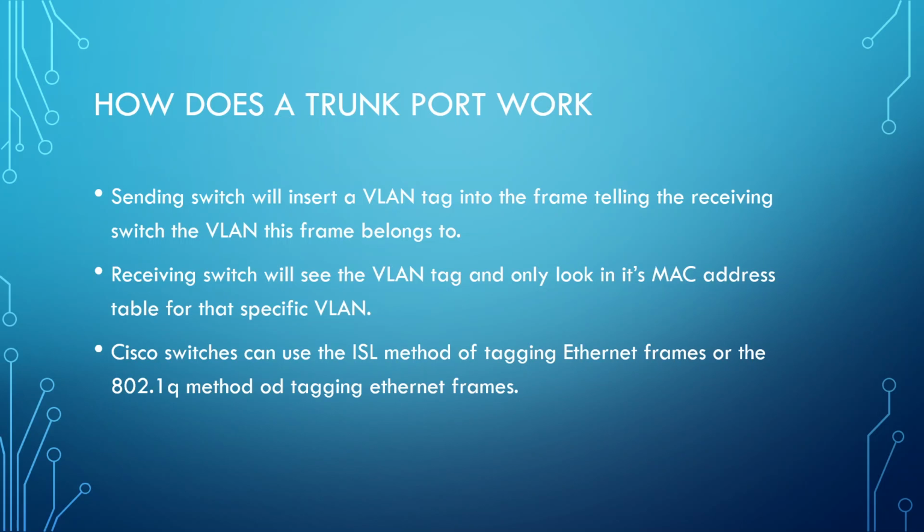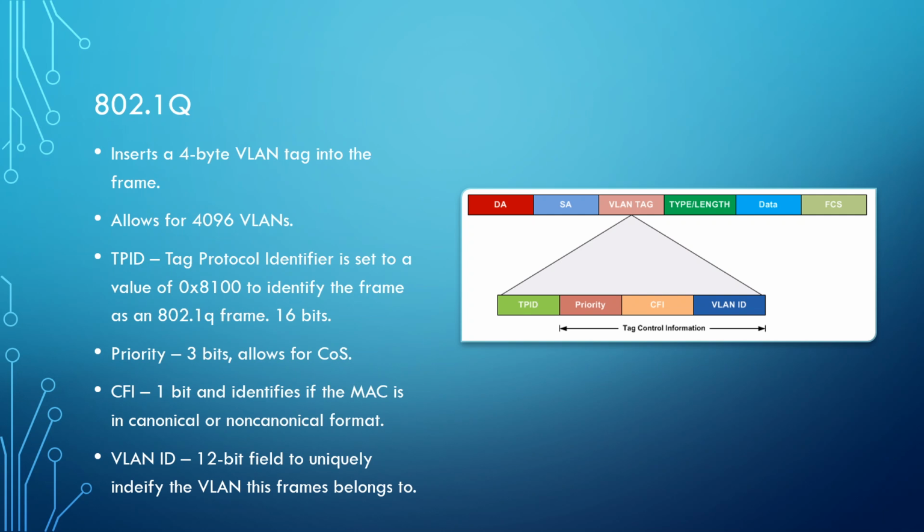Switches can use two different protocols for tagging Ethernet frames: ISL, which is a Cisco proprietary protocol, or the vendor neutral protocol 802.1q, or .1q. The way that .1q works, we insert a 4-byte VLAN tag into the frame. That 4-byte VLAN tag has a field which identifies the VLAN to which this frame belongs. That VLAN ID field is 12 bits, which means that we can have 4,096 VLANs configured per switch.